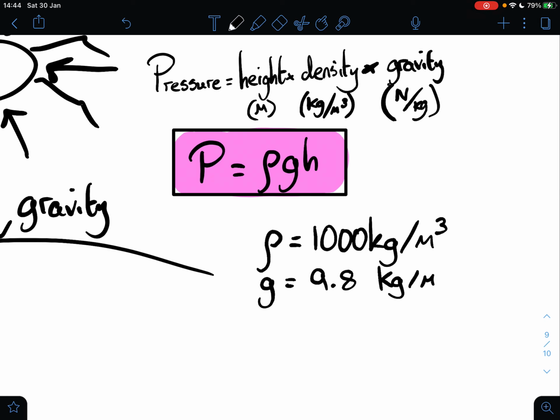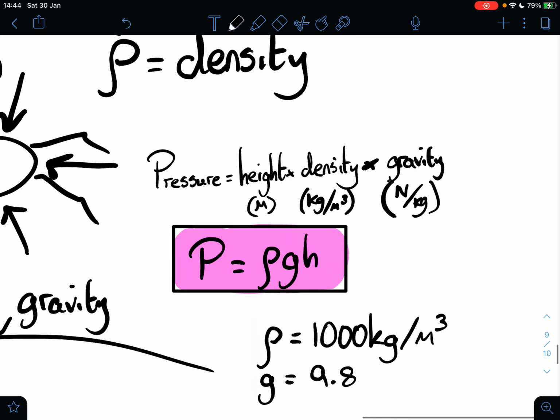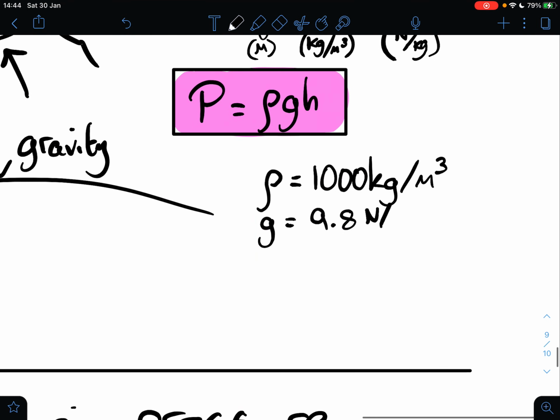Newtons per kilogram. There we go. And the height, the column height, we want to go 3 meters underground.